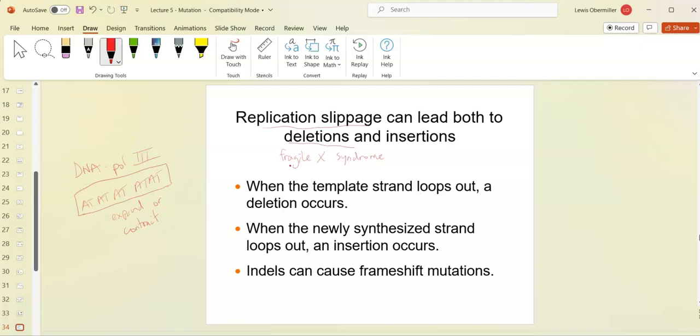And then we talked about this. So I showed you in the drawing, it's how it loops out, and usually we get a deletion, which I showed you in the previous. The newly synthesized strands can also loop out, and then that creates an insertion.